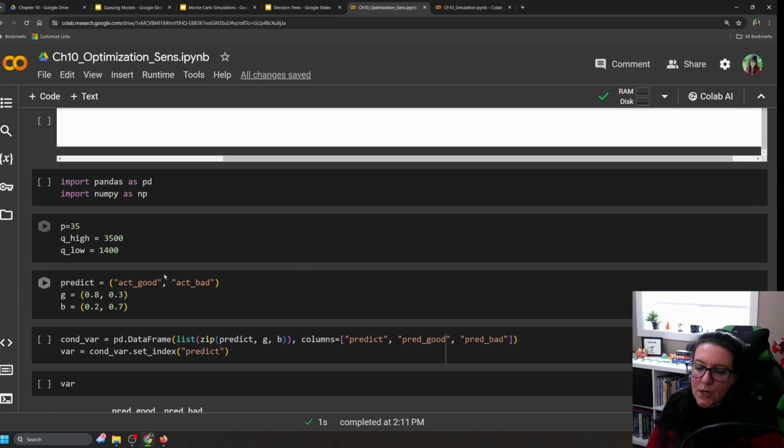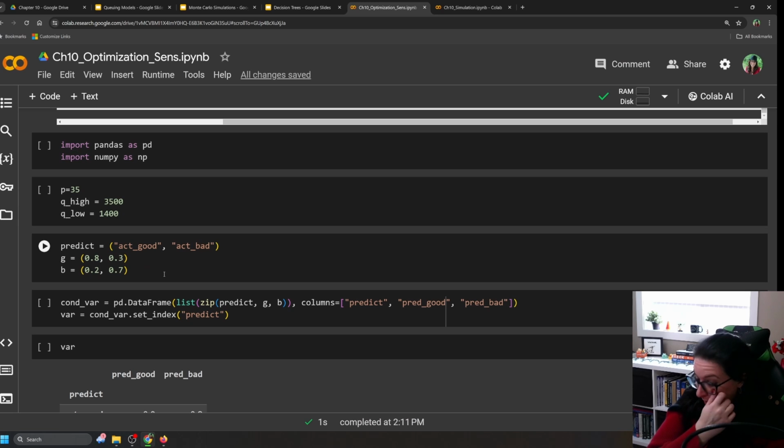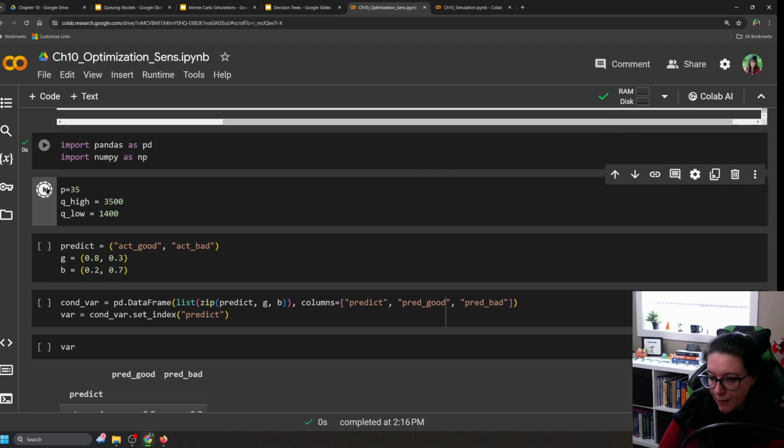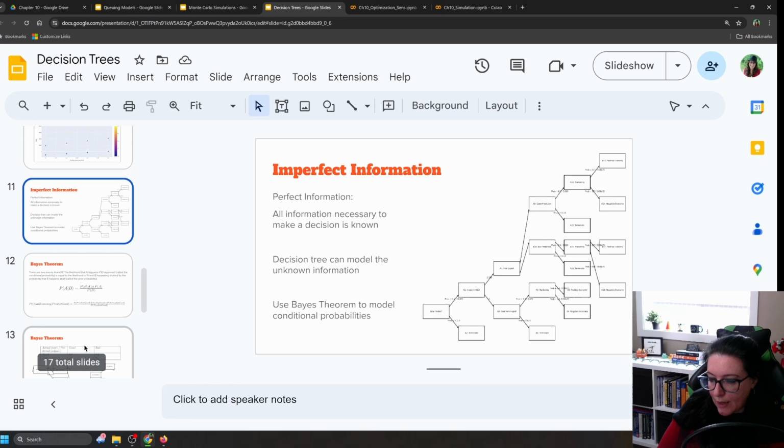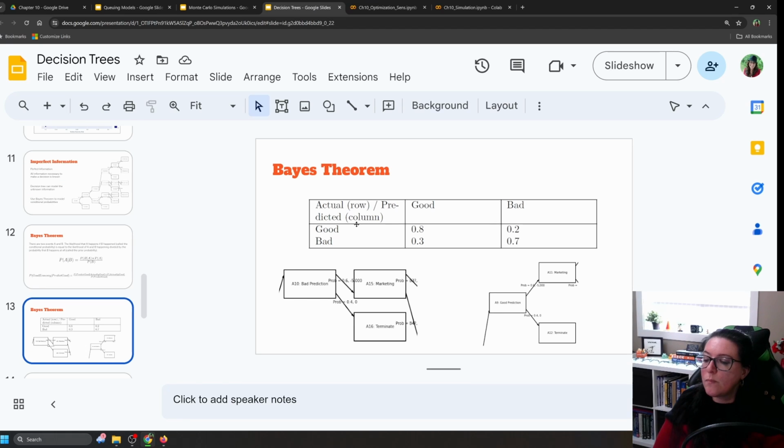All right, so how do we start this off? We start this off with the information that we do know. So we are going to look at good and bad. Suppose we know, to start, we have our price of 35. We have our quantities, high and low. We're using pandas and numpy for a lot of this initial work here. And what we want to look at is the probability if it's good, the probability if it's bad, and what they are predicting.